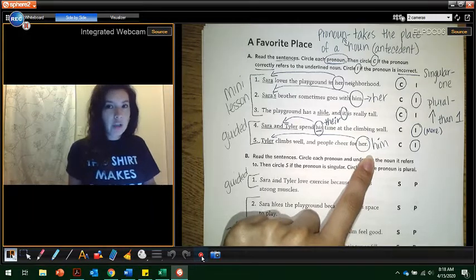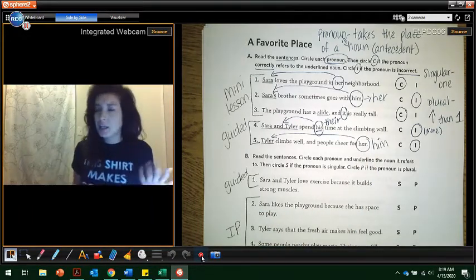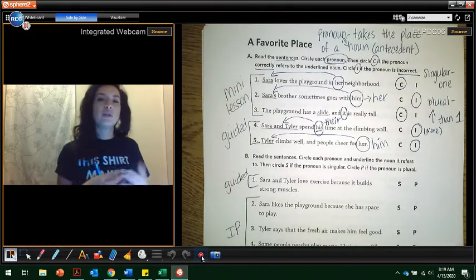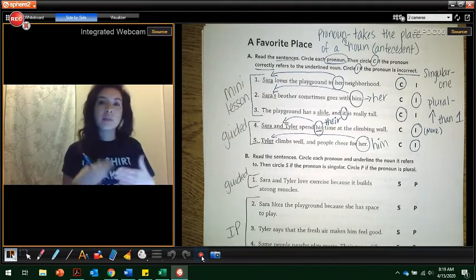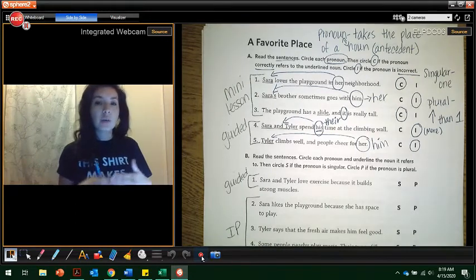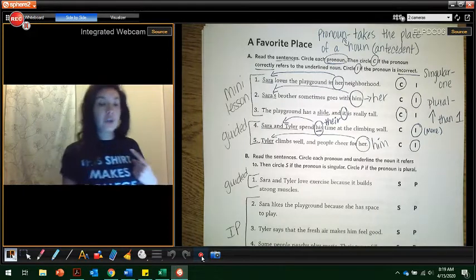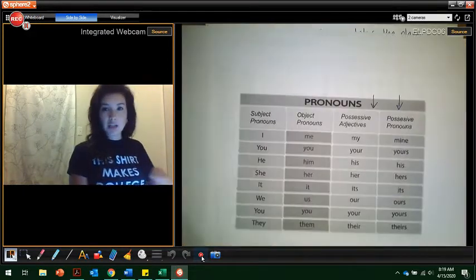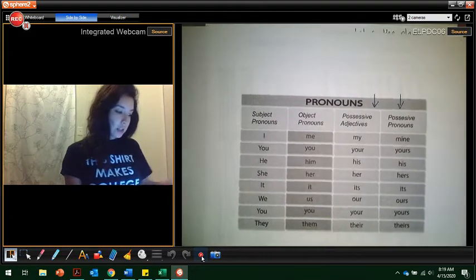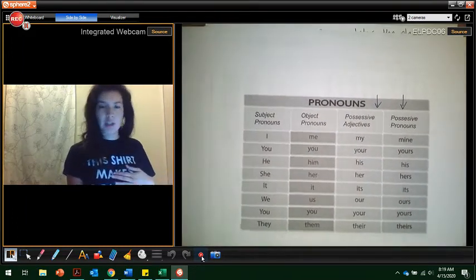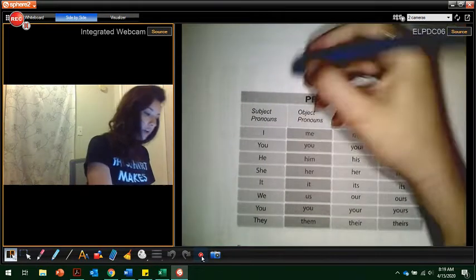Like we couldn't use he. We wouldn't say Tyler climbs well and people cheer for he. And you'll notice those mistakes and your brain will start making those connections of, okay, this is the best pronoun to use to replace the noun that's already there. And you can hear it. You can also use your handy dandy anchor chart to find those answers, or decide, okay, is it part of the subject of the sentence? Is it receiving the action, right?